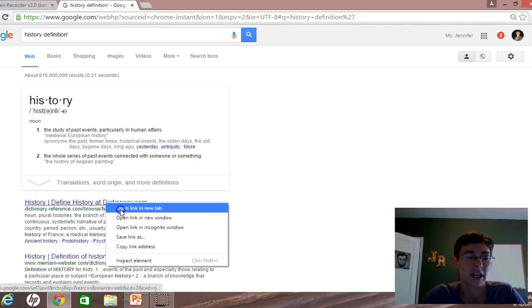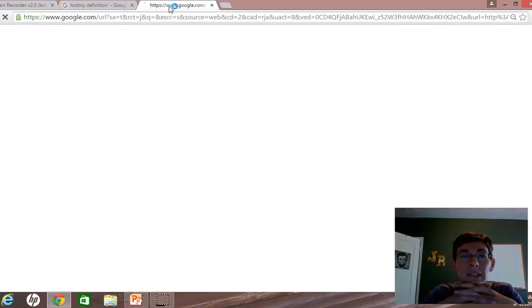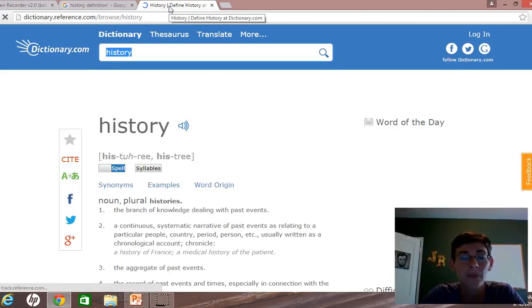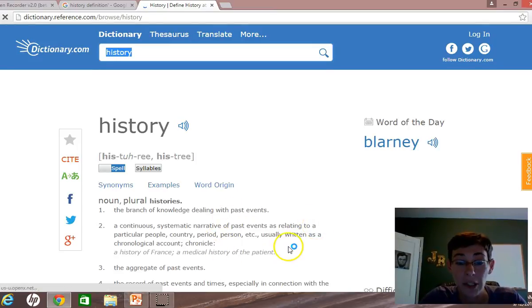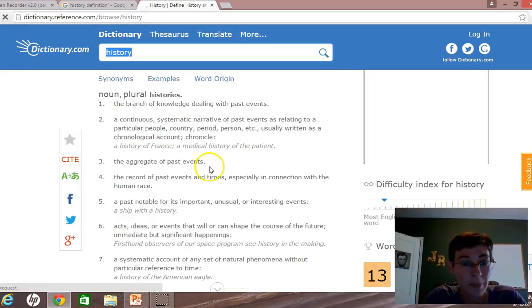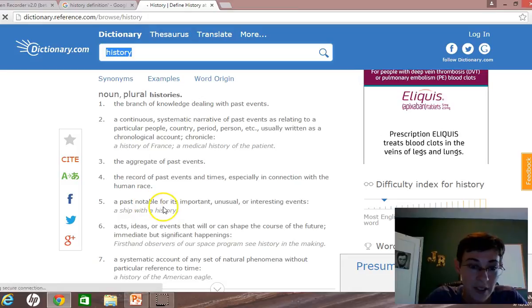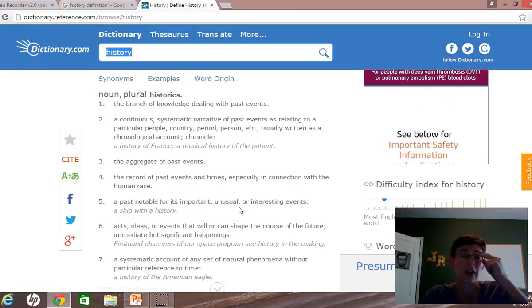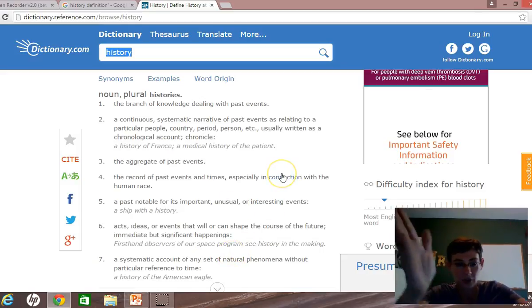So let's take a look at what dictionary.com says. Let's open that window and see what it is. All right. A continuous systematic narrative of past events as relating to a particular people, country, period, person, etc., usually written as a chronological account. Well, that's interesting. Okay, let's scroll down a little bit. The aggregate of past events, the record of past events and times, especially in connection with the human race, a past notable for its important, unusual, or interesting events, acts or ideas. Well, you can look at all this stuff.